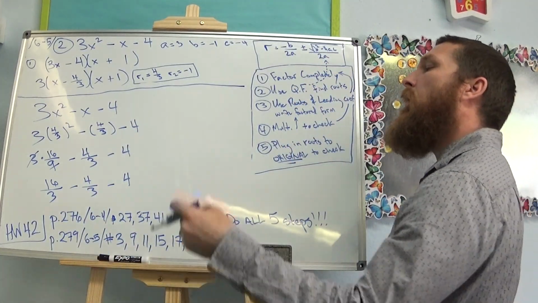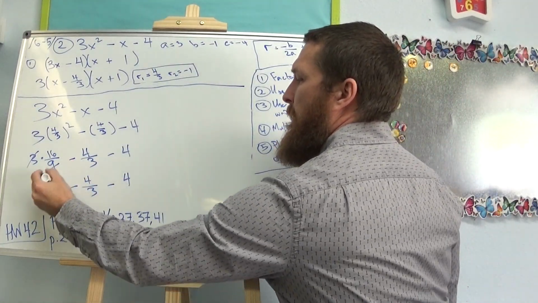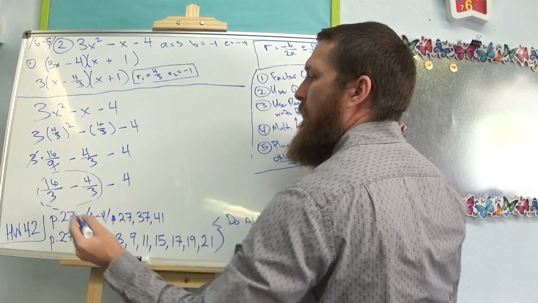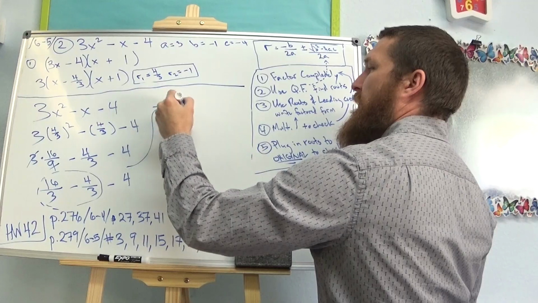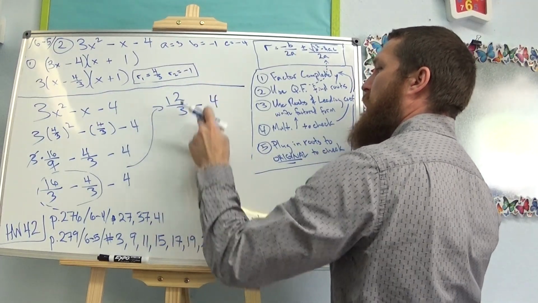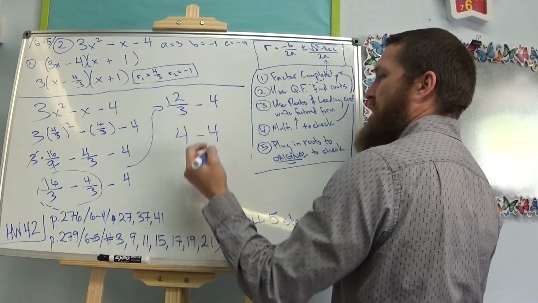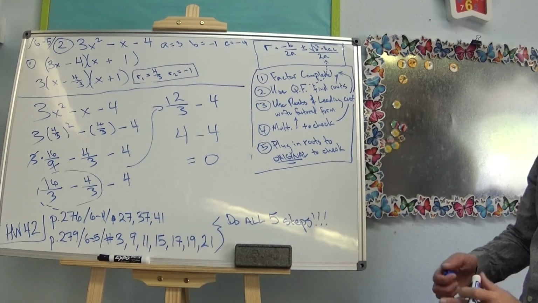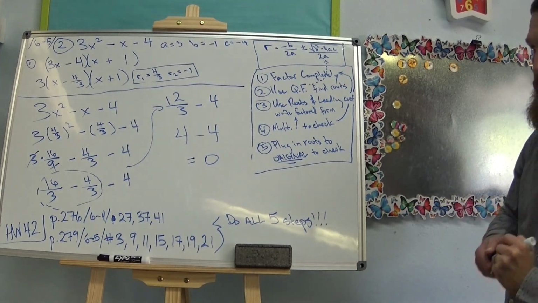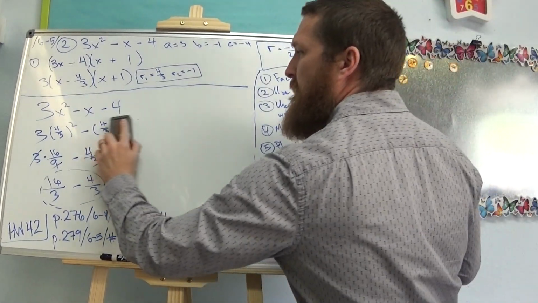Yeah. What's 16 minus 4? 12. Okay, so I have 12/3 minus 4. What's 12/3? 4. What's 4 minus 4? 0. It does give you 0. Check. Nice. Now the other one's going to be a little bit easier. So you're going to do that. I want to see that. You need to plug in both.